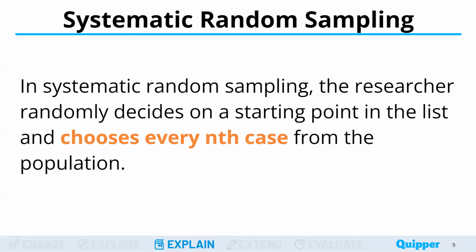Systematic random sampling. In systematic random sampling, the researcher randomly decides on a starting point on the list and chooses every nth case from the population. Kunyari kumuha ka ng listahan ng students and then every 5th na student, yun yung interviewin niyo.